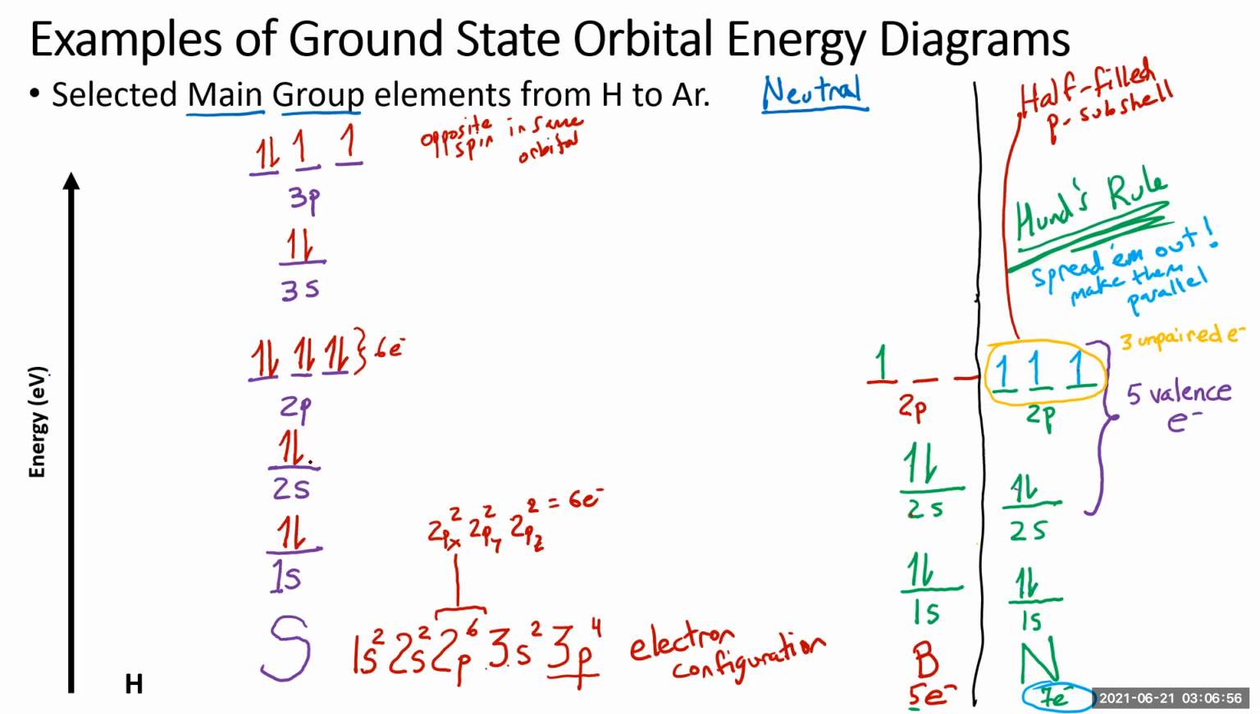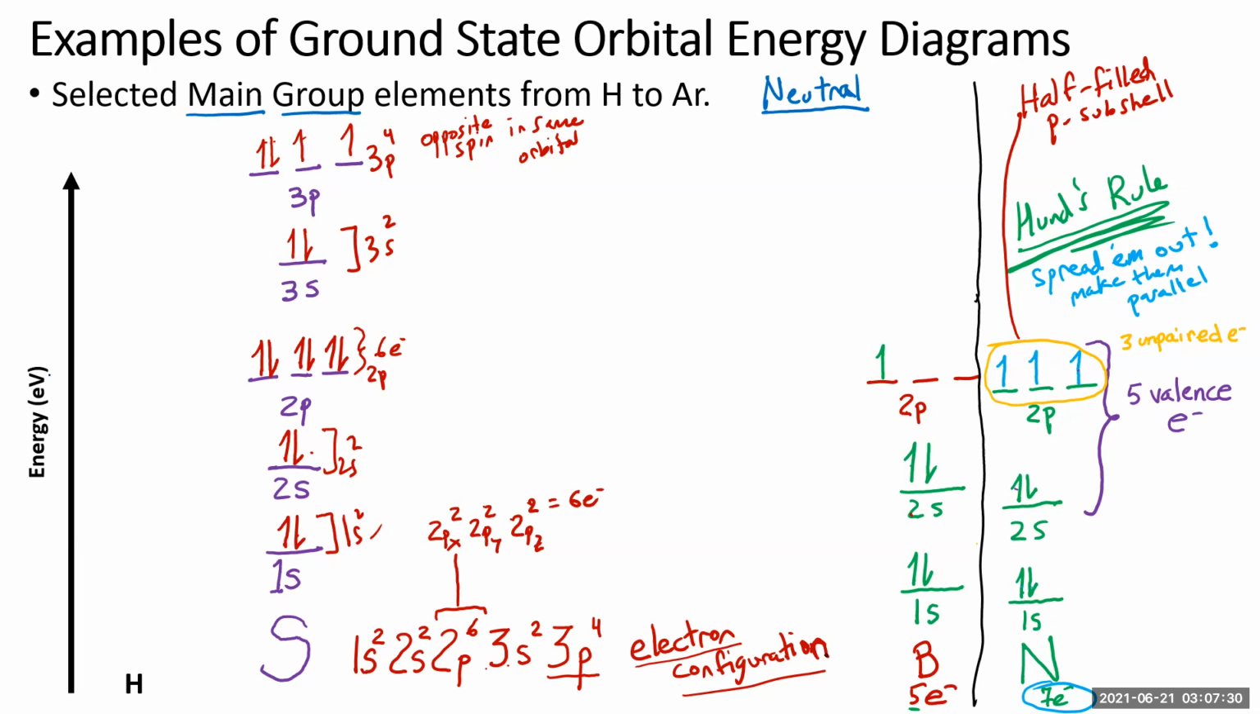And that's it. So we have 1s2, 2s2, 2p6, 3s2 electrons, and then finally 1, 2, 3, 4, 3p, 4 electrons. And then you put all of these together and you get what's called the electron configuration of sulfur. That's all an electron configuration is.